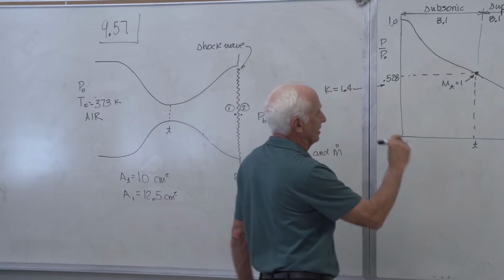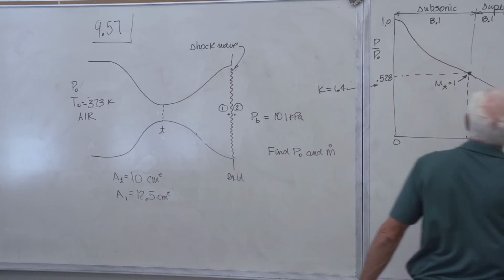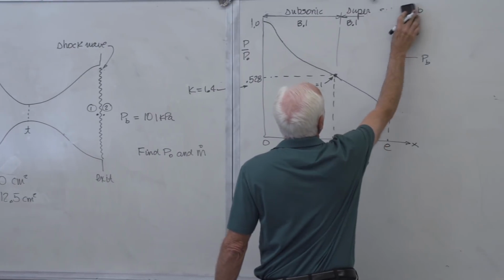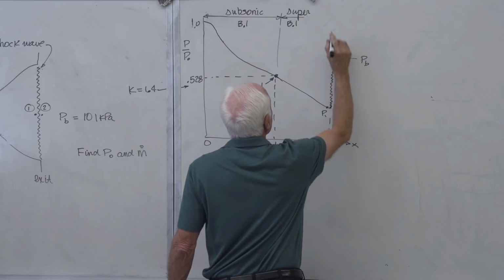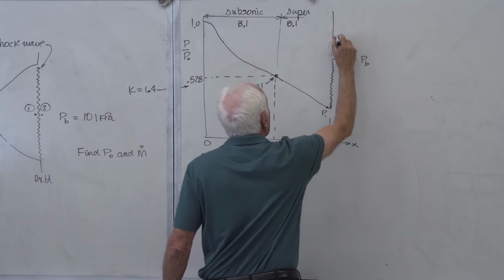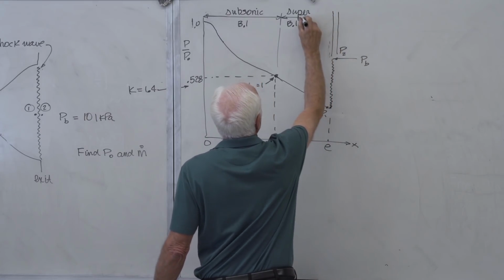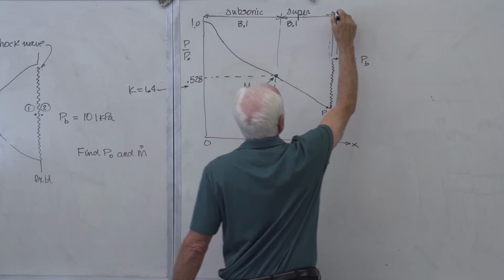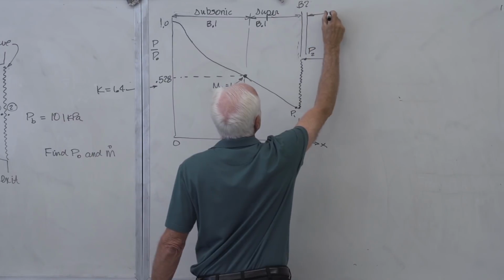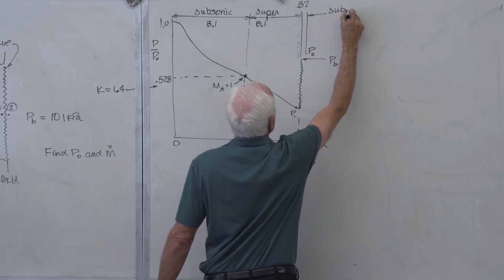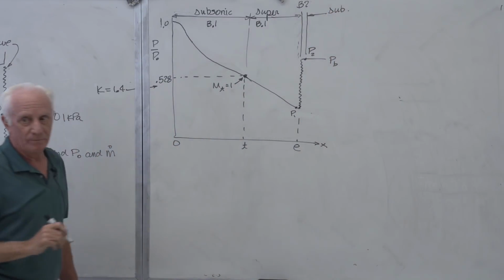Okay, back to here. There's our roadmap. So here we go again. From here out to here, let's just draw that. From there to there, supersonic, table B1. Across the shock wave, table B2. Out here, subsonic. Okay, there's our roadmap.